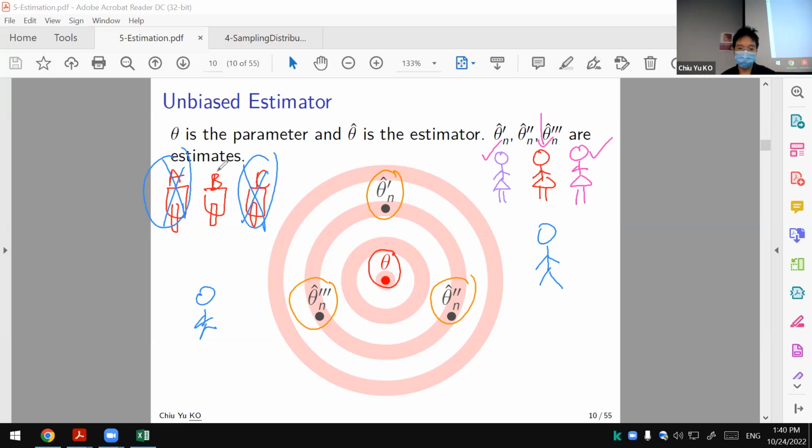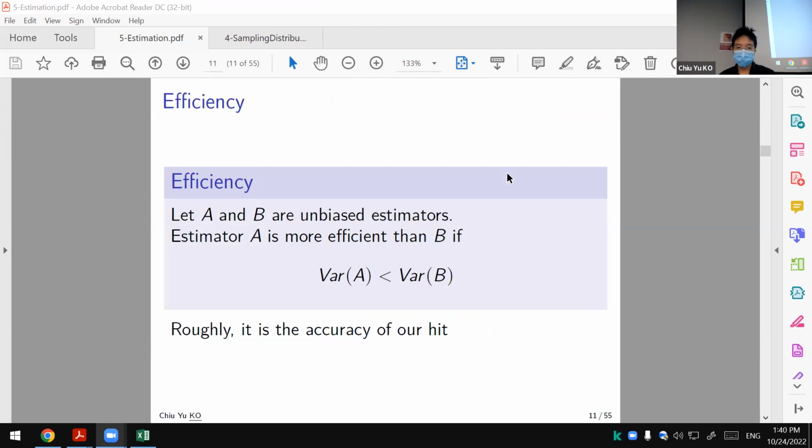So that is called unbiased. But that means it's a very weak assumption, because actually there's no way to talk about the distance. So to take into account the distance or accuracy, that's where the new concept called efficiency comes in.